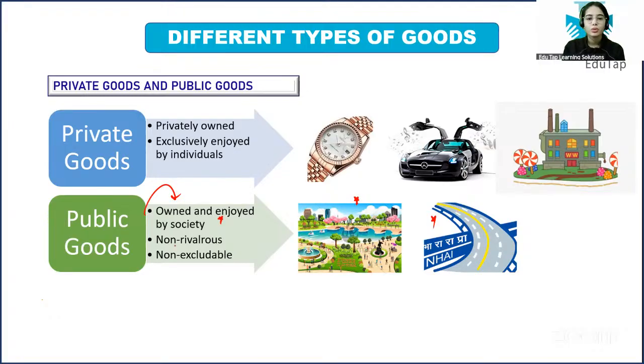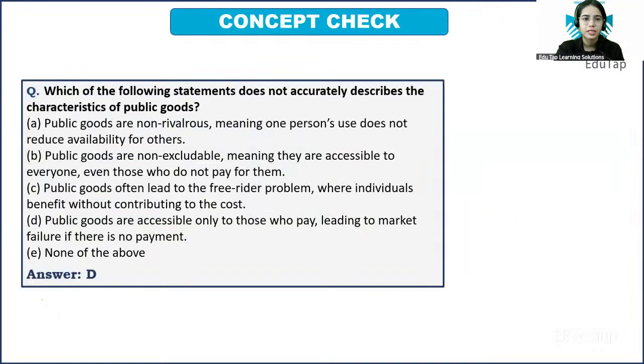They are non-rivalrous as well as non-excludable. Non-rivalrous means that multiple people can use it simultaneously. Non-excludable means that no one can be excluded. Try to answer this, and if there is any confusion, kindly ask me.